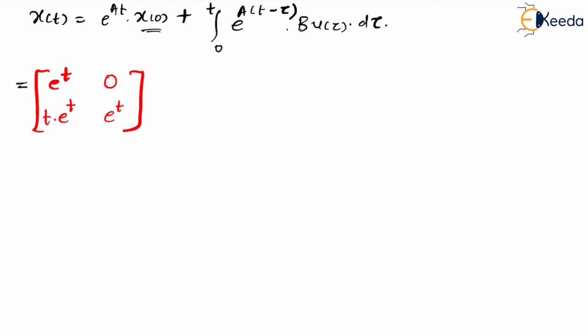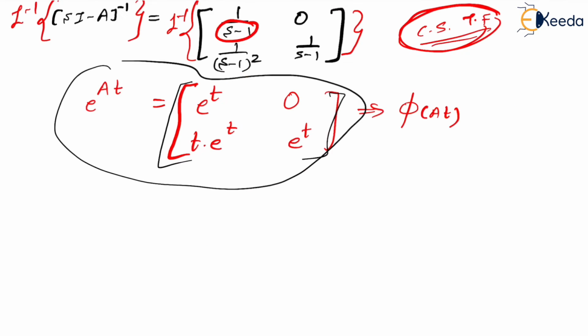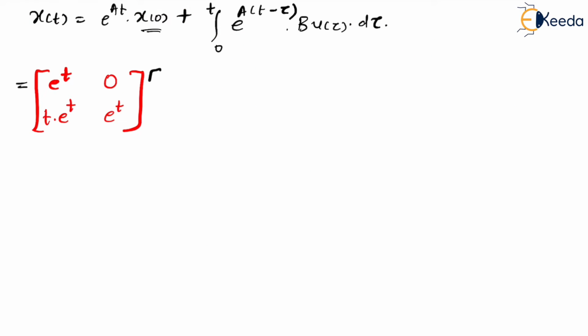Right. Now the next term is x of 0. X of 0 is given as [1 0]. This is our initial condition. So it is [1 0].